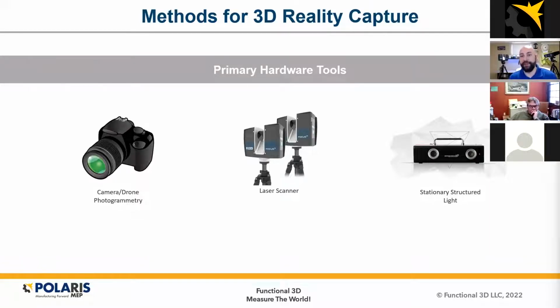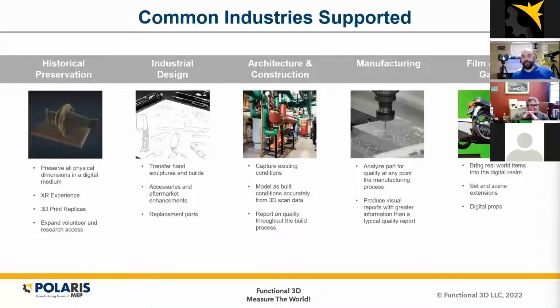And the final tool that I use at Functional 3D is right here behind me, the stationary structured light scanner. That's able to capture very high resolution, a lot of information, but in a much smaller package. So for large scale facilities, we're going to be talking primarily about our laser scanner, and then actually a little bit of 360 photos for documenting spaces as well. So what are the industries that are supported through this type of data and information?